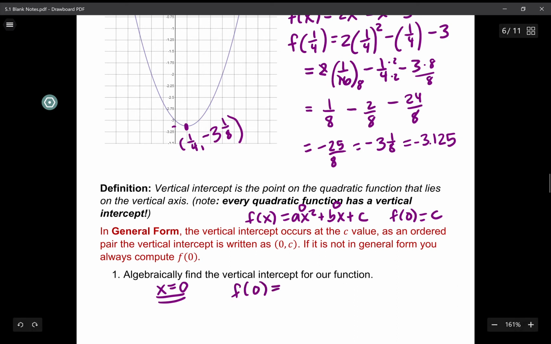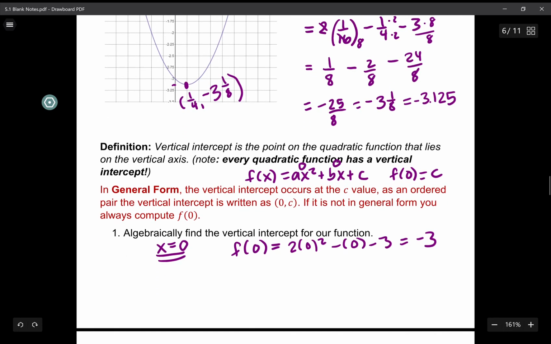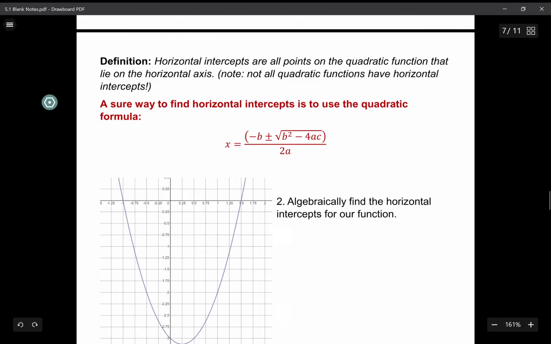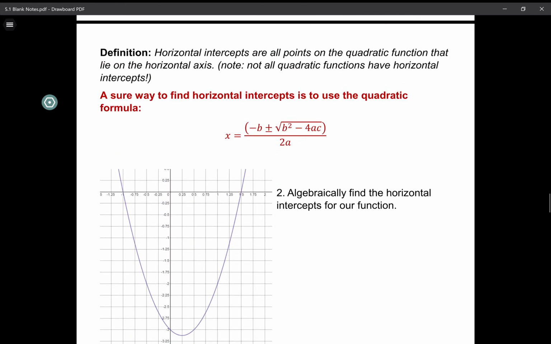So using our function, I can just peek at it up here. It's 2 times 0 squared minus 0 minus 3, which is -3. So my vertical intercept is over 0 down 3. All right, so now one more thing we need to work on, and that is our horizontal intercepts. Horizontal intercepts are the points where the quadratic function lies on the horizontal axis. Be careful, not all of them have horizontal intercepts, and we'll talk more about that in a bit, but let's look at this one that does. We can almost read them off. It looks like it might be -1 and 3/2, or 1.5.